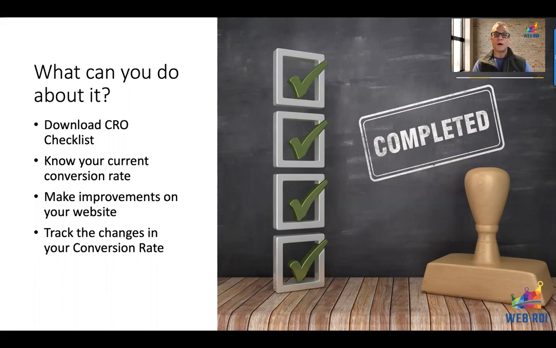So what can you do about it? I'm going to upload a link with this emailer that goes out to download a conversion rate optimization checklist. So I encourage you to go through that. If you don't know what your current conversion rate is, you need to set that up. You need to go into Google Analytics. You can set up your goals, your conversion metric goals, so that you can start tracking that. And then you can implement tracking phone numbers on your website so that you can start tracking how many of your visitors are calling you.